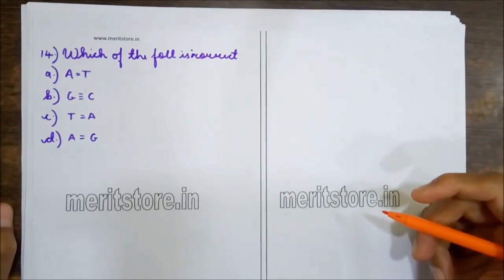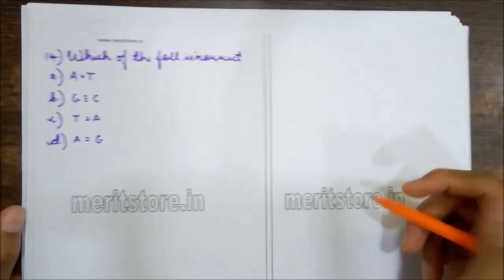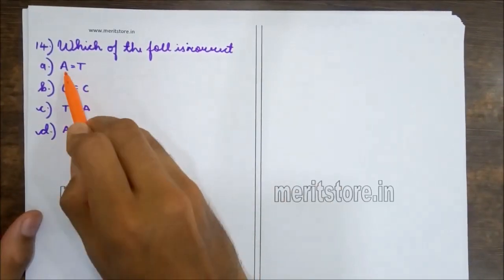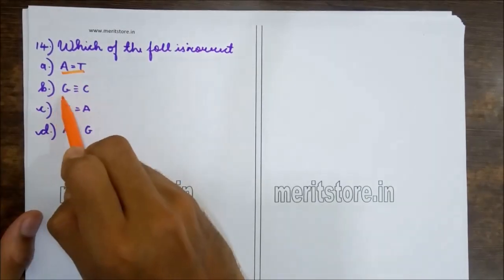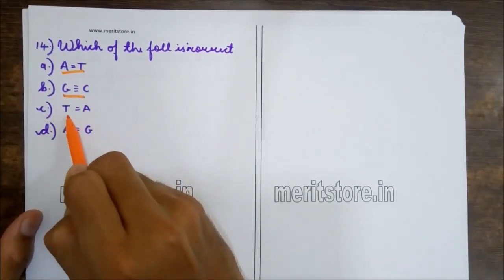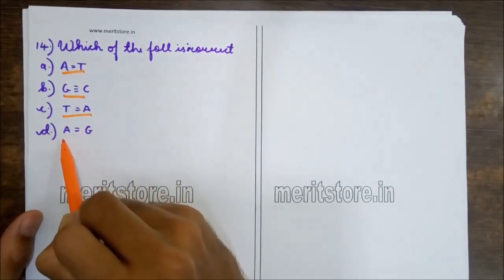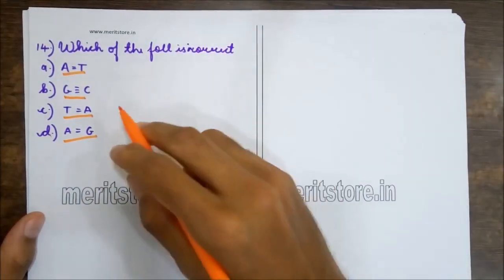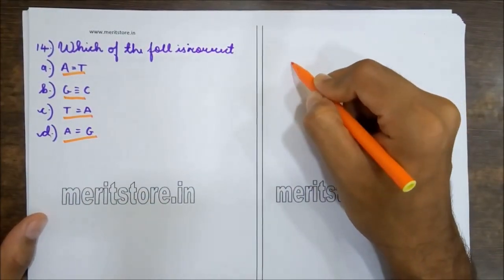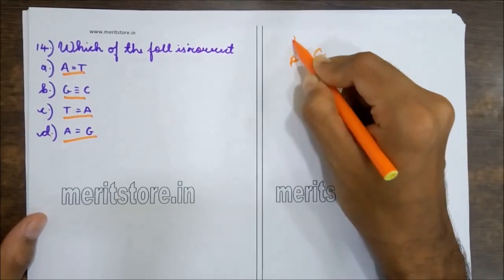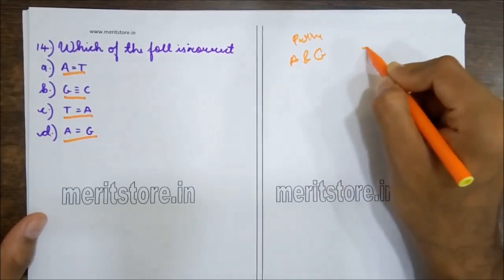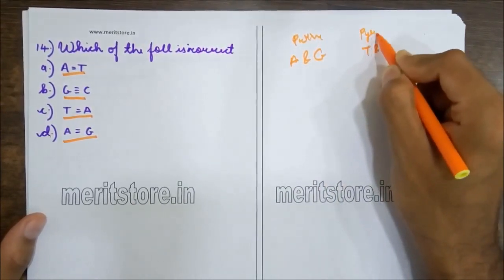Question number 14. Which of the following is incorrect? Option A, adenine and thymine. Option B, guanine and cytosine. Option C, thymine and adenine. And option D, adenine and guanine. For this, you should understand the concept that adenine and guanine are purine bases. Thymine and cytosine are pyrimidine bases.